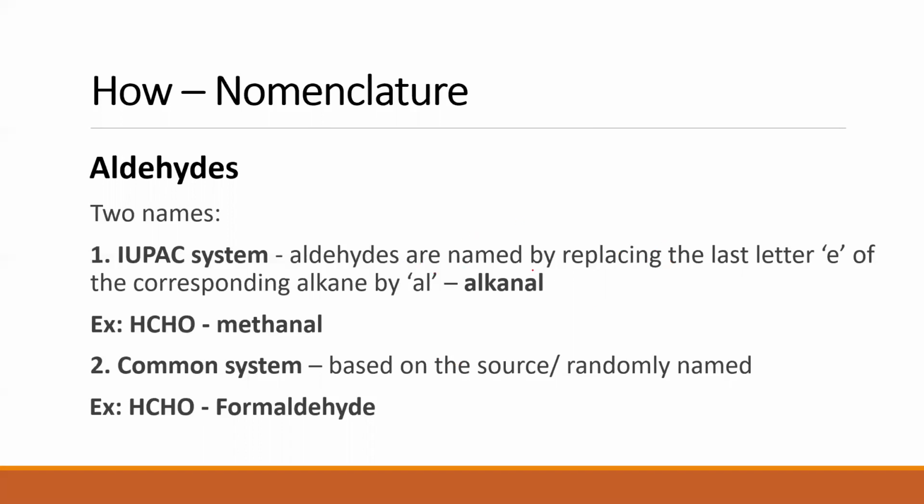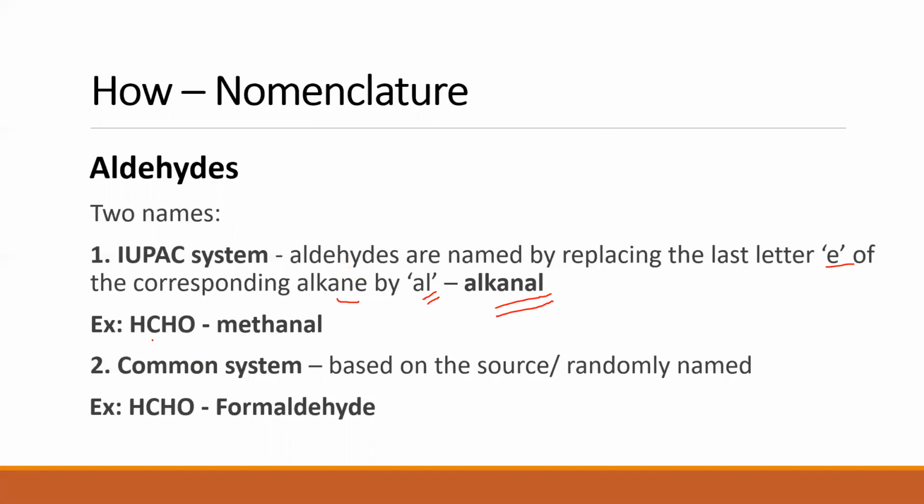Aldehydes are named by replacing the last letter E of the corresponding alkane by Al. Al is my suffix, secondary suffix. If I replace the last letter E of the alkane with Al, I will get alkanal. This is nothing but the IUPAC name of aldehydes. Let's take an example so that we understand.